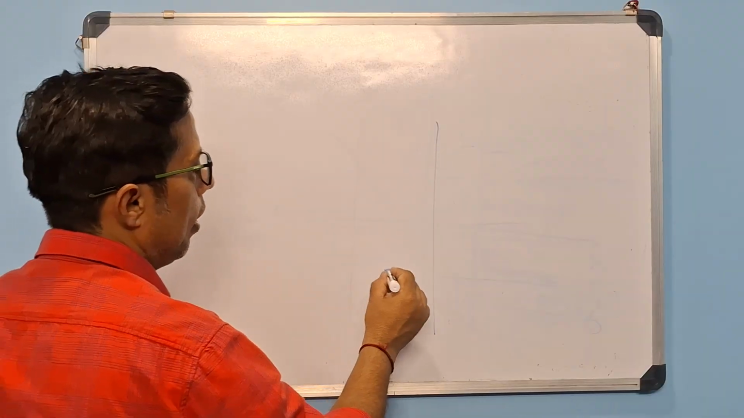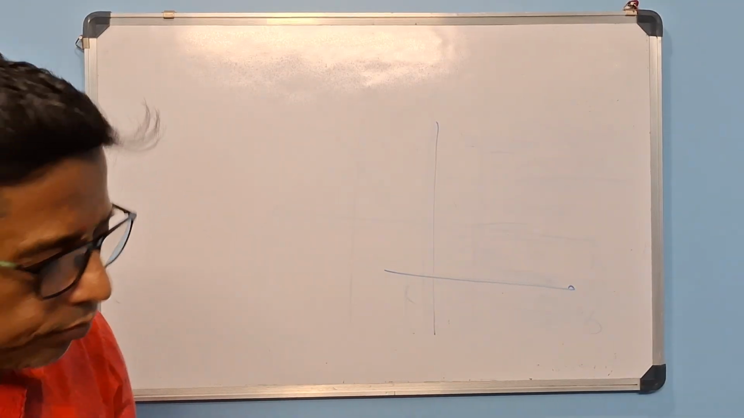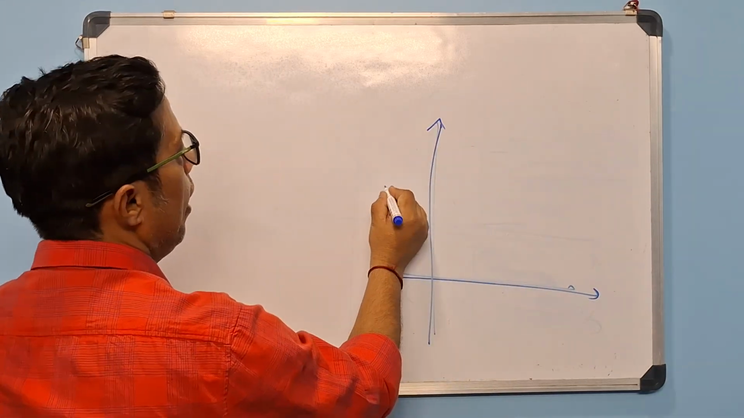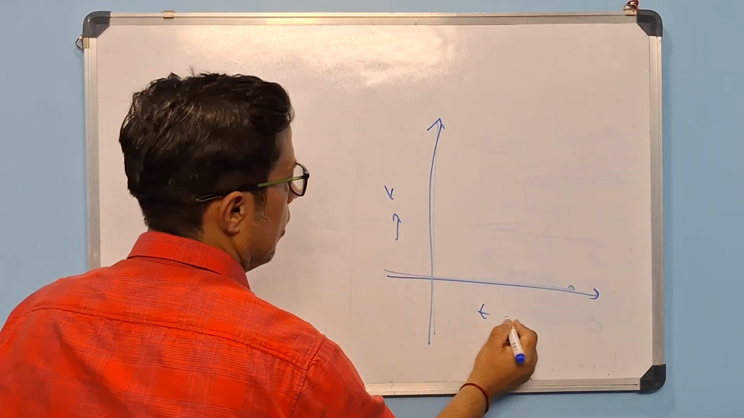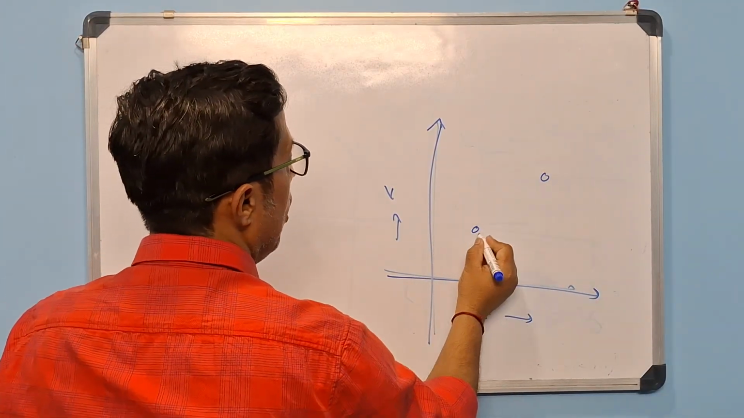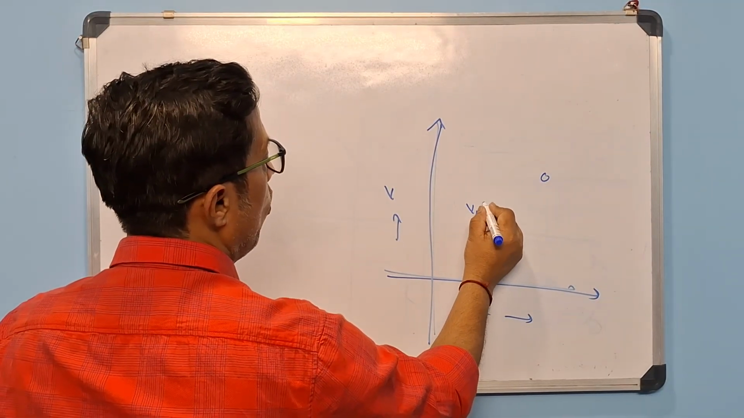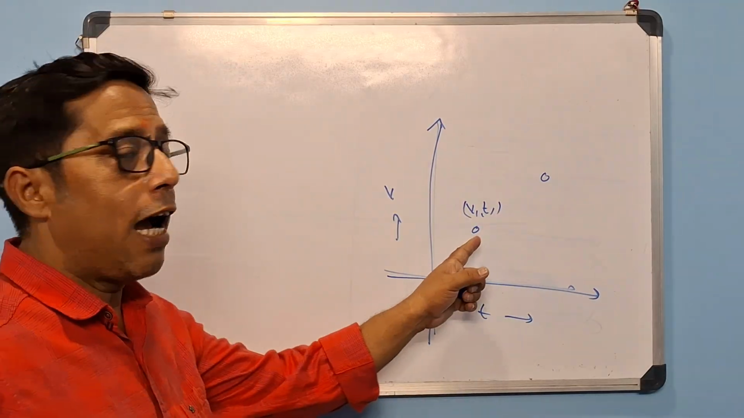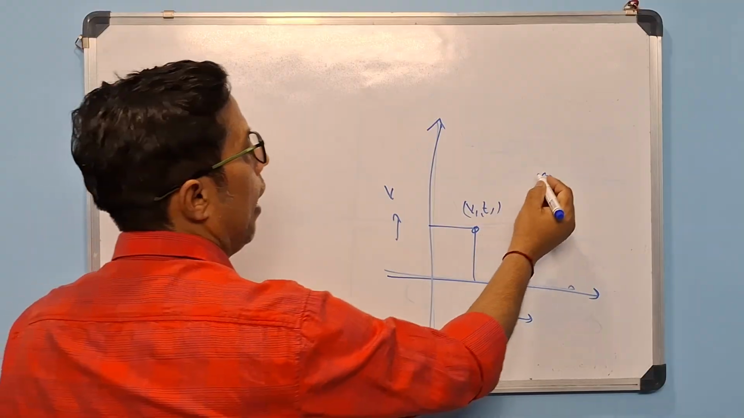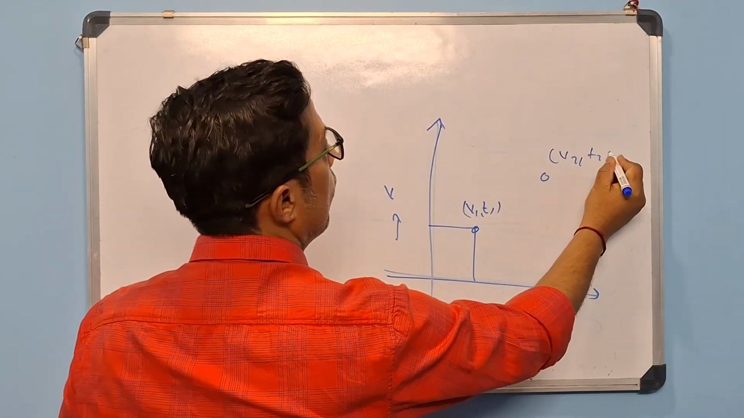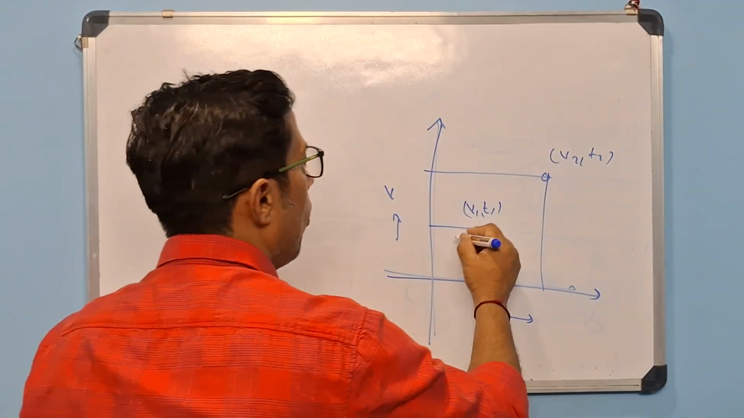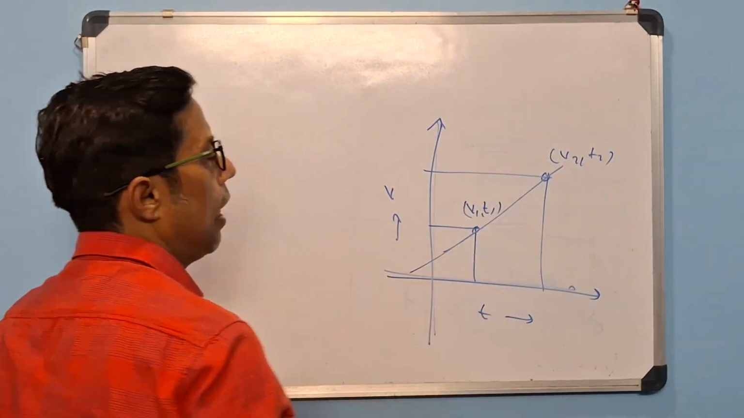Okay, let me draw a graph over here, right? So let's say this is the velocity axis, and this is the time axis. Time is mostly on the horizontal. So let's say I have a point here and a point here. For this point, let me take v1 t1. That means at time t1 the velocity was v1, right? And let's say this point is v2 t2, right? So you can drop the perpendicular from here. If you join this line, you have this line.